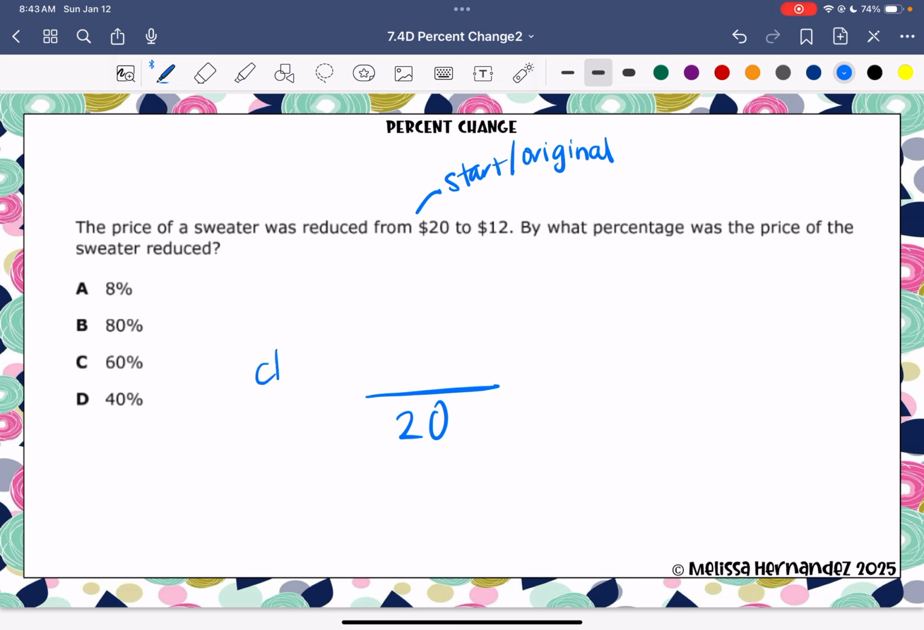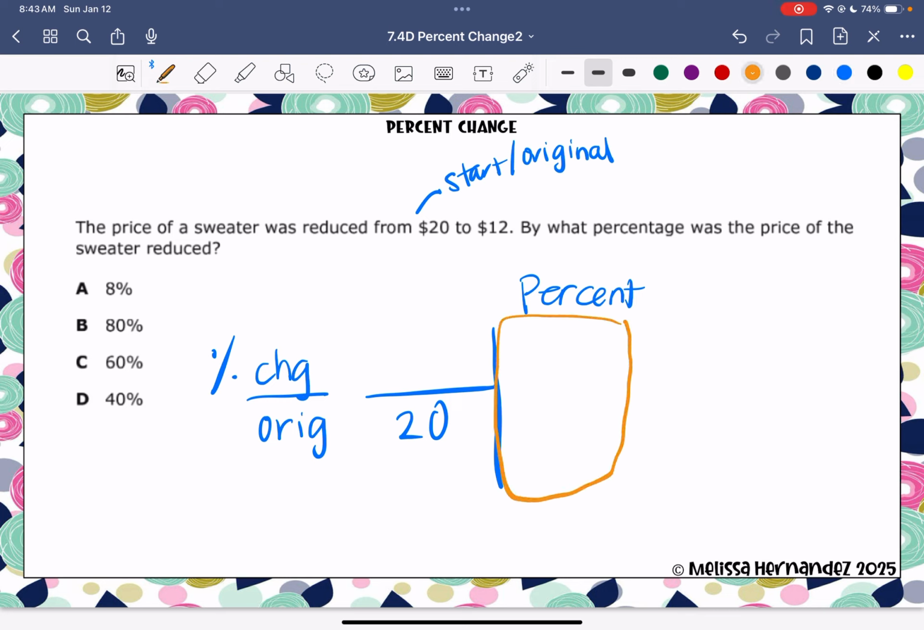So I always say change over original, and this means percent change. If you notice, all the answer choices are percent, so you're finding the percent. Now, we don't know what the percent is, but we do know that percent is the only thing that can go on the right side of your proportion. Percent is out of 100. When you think about your phone battery, it stops charging at 100% because percent is out of 100. I didn't put a percent symbol next to 20 because the percent side is on the right side. It doesn't matter if it's on the left or the right.